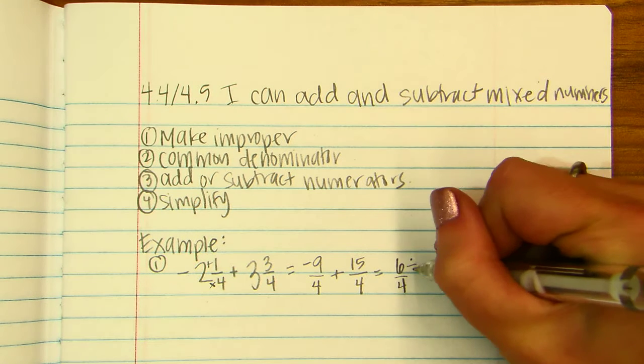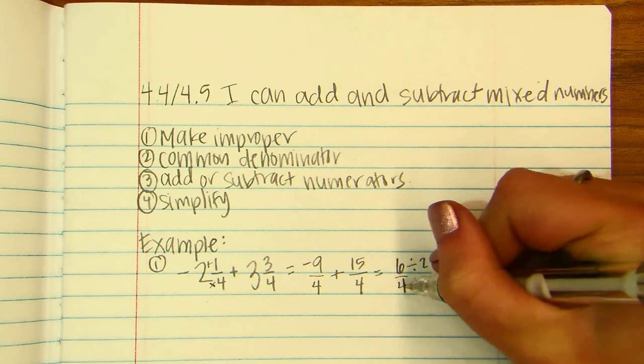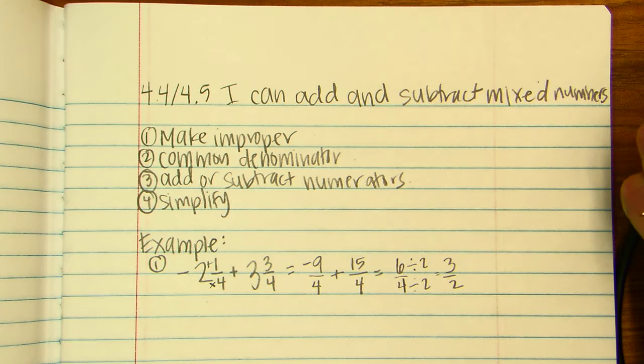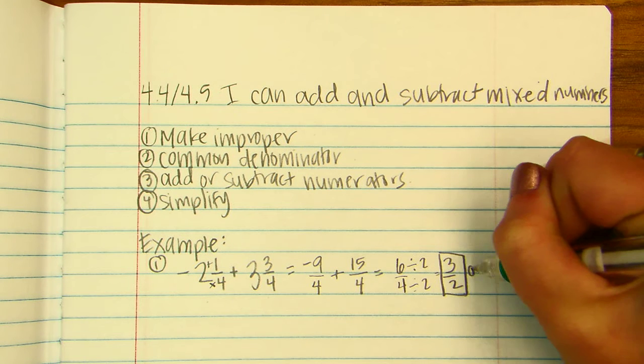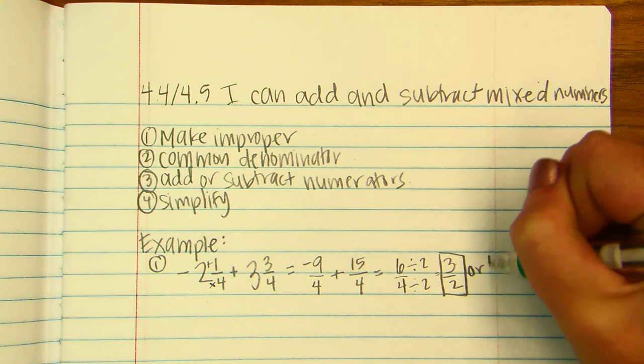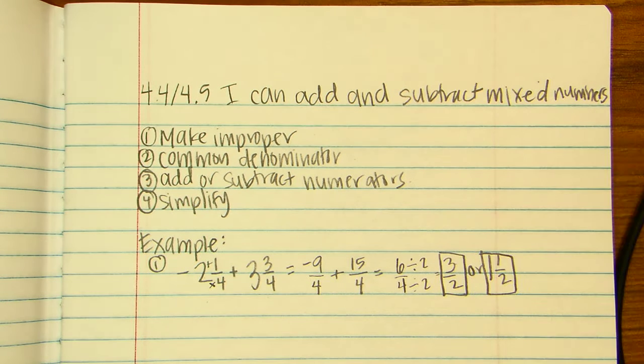I can divide the top and bottom by 2. 6 divided by 2 is 3. 4 divided by 2 is 2. It is okay for you to leave your answer as an improper fraction, so this is fine if you want to leave it as 3 over 2. Or you can say 2 goes into 3 one time with 1 left over. So either 3 over 2 or 1 1/2 would be okay for this one.